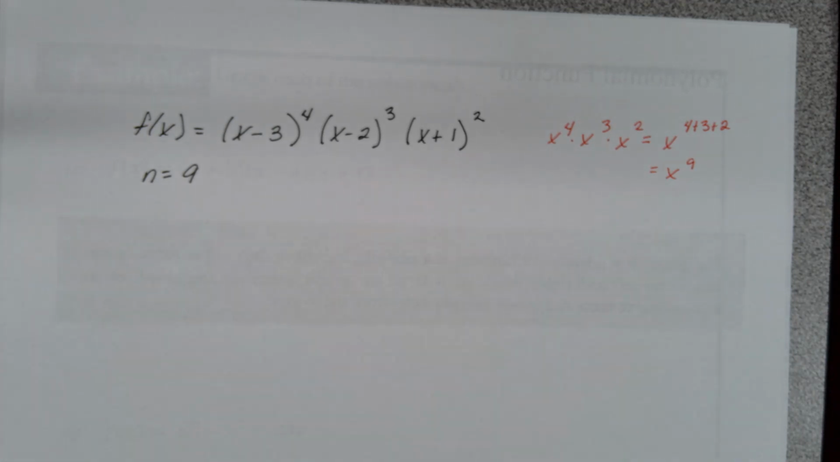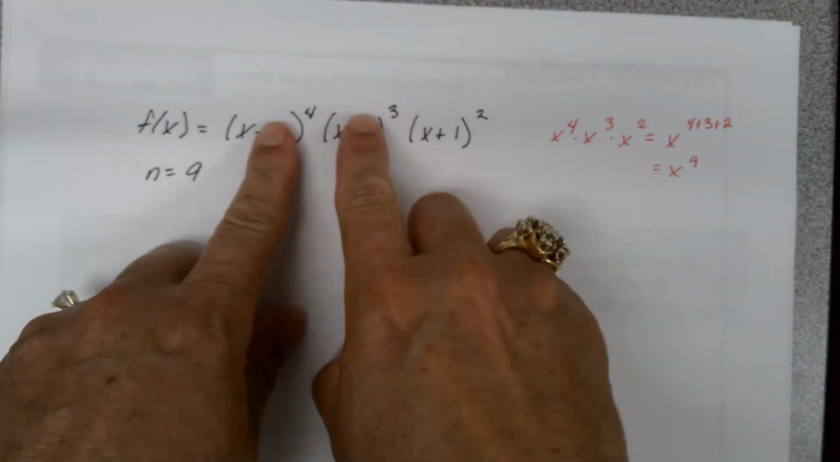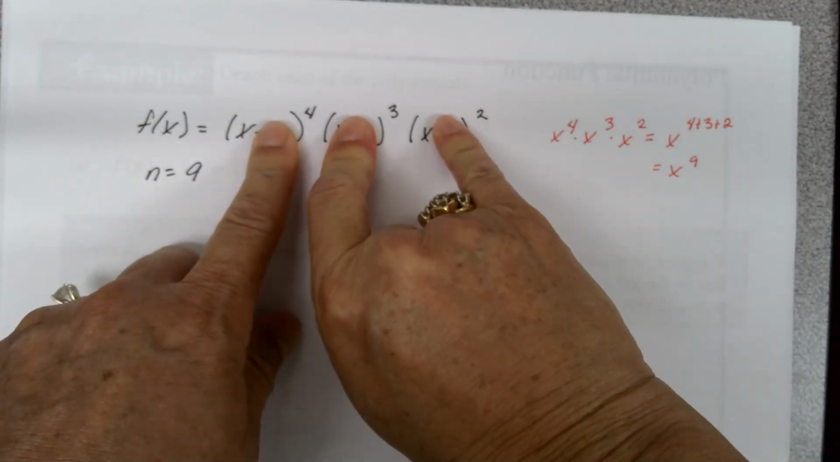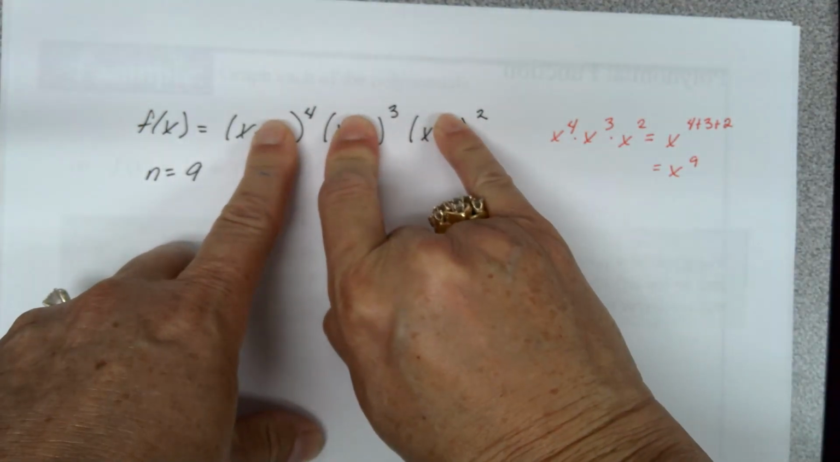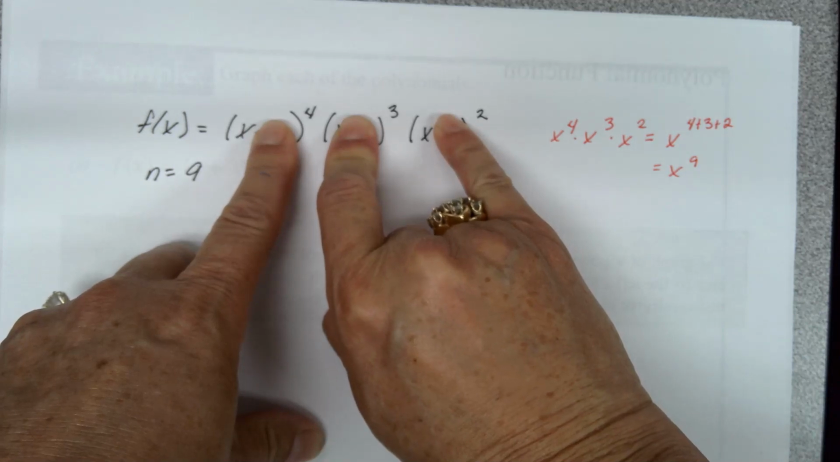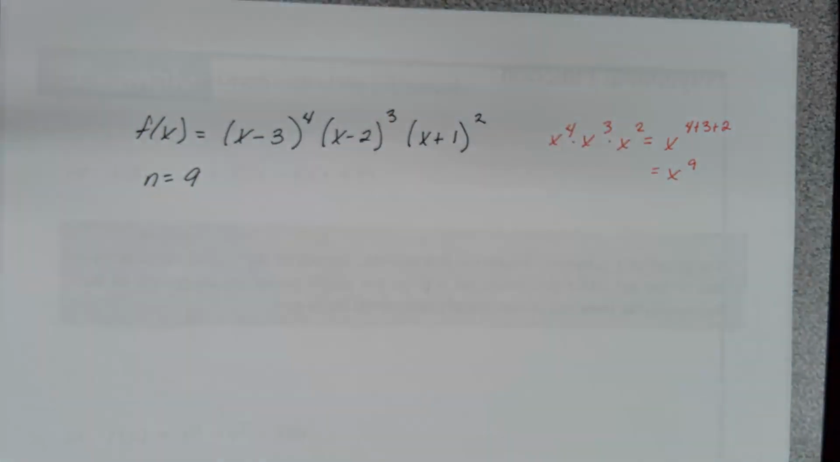To get your degree, you can think about ignoring the numbers that are grouped with x for just a minute. Because if you were to multiply this all out, at some point you will have the x to the 4th times the x cubed times the x squared. That's going to give you your highest power on x. Any questions on that? All right.